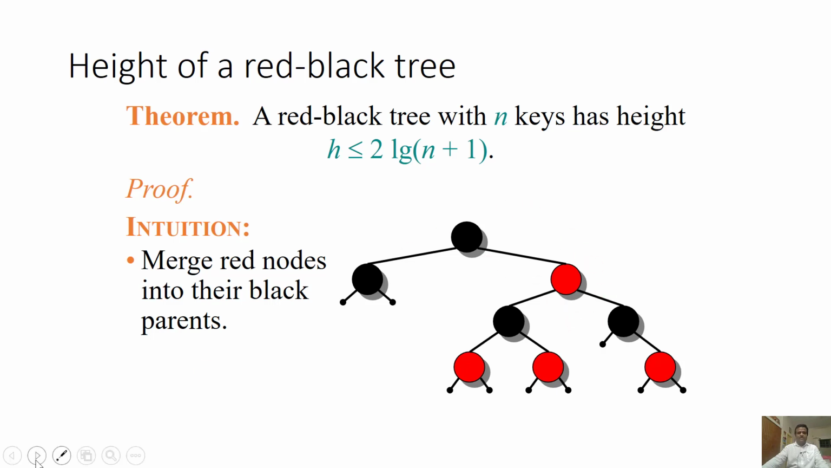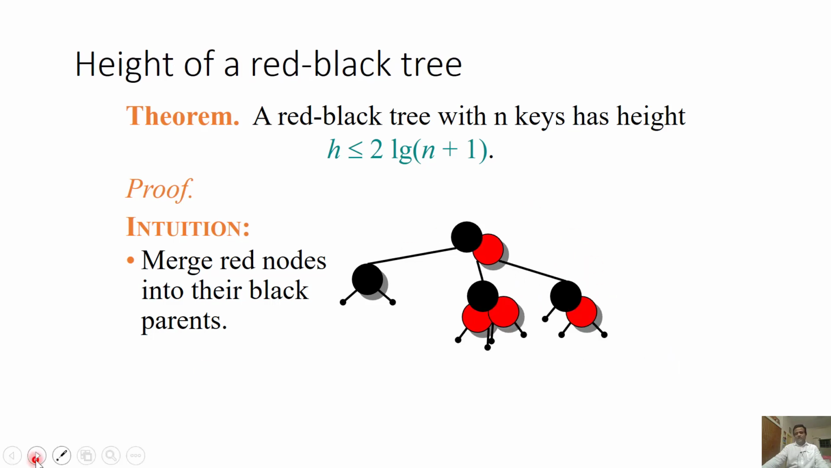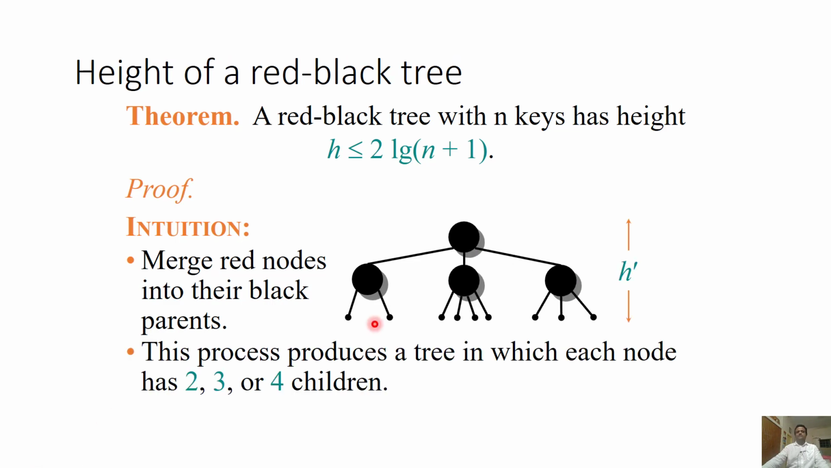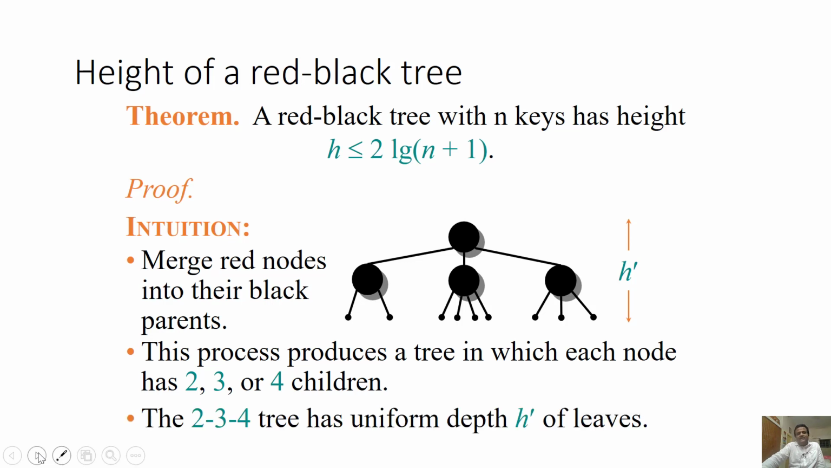So, if you do that, eventually we will have this type of tree. Here we have 2 nodes, here we have 3 nodes, and we have the corresponding leaves. These leaves are basically the original nils, so the number of leaves and the number of nils are the same. This tree is called a 2, 3, 4 tree, which is a very nice tree, and it has uniform depth.